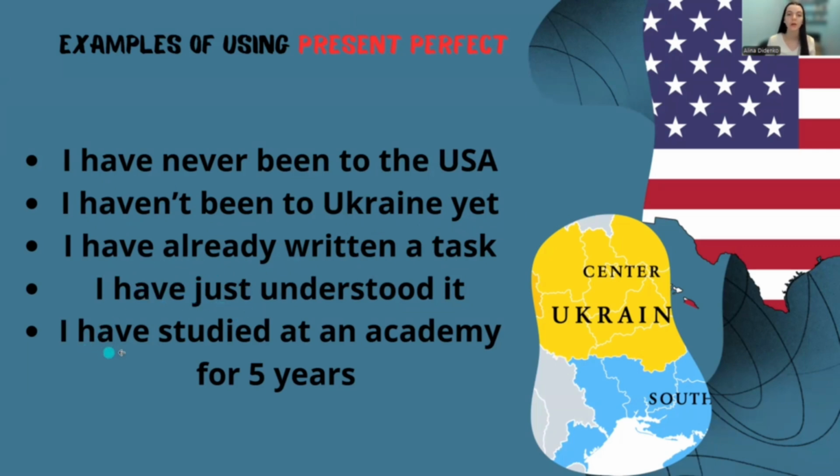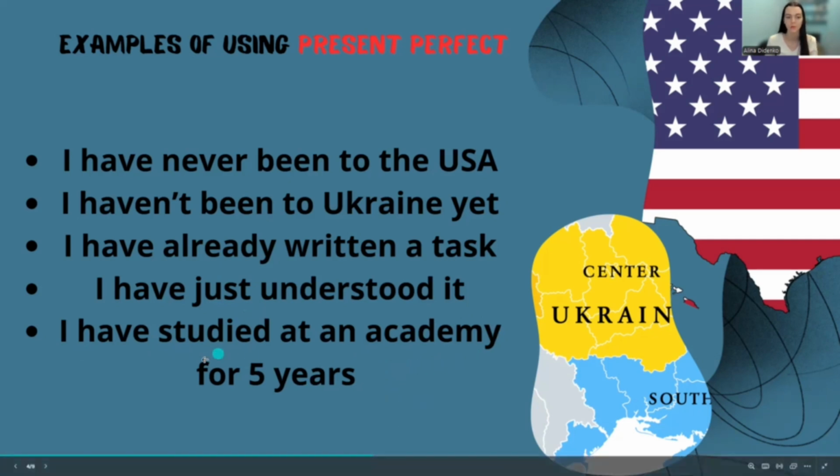And the last example, I have studied at an academy for 5 years. We should recall a bit that present perfect here we use for unfinished situations. So this is a situation that is continuing now. All right, so I do hope that it was pretty explicit. And now let's check how we understood that. Let's try doing a task with you. So here you will need to choose the correct answer. We will do that together. Let's get started with the first one.